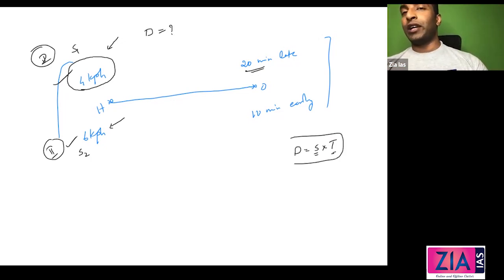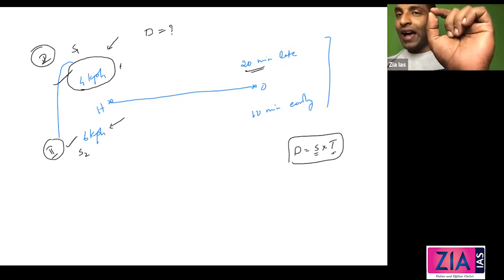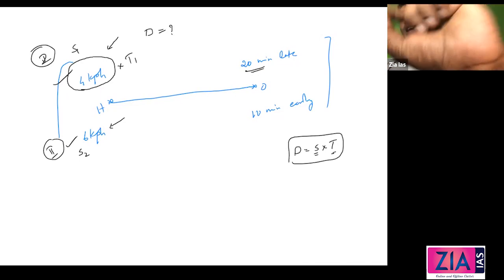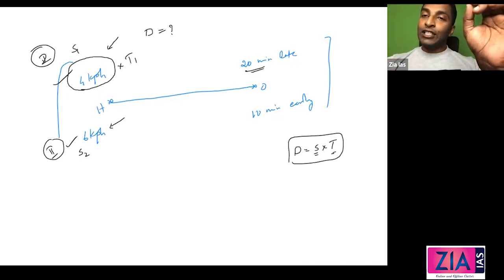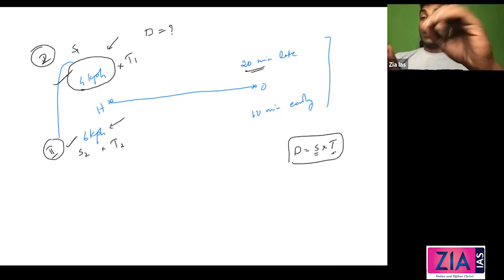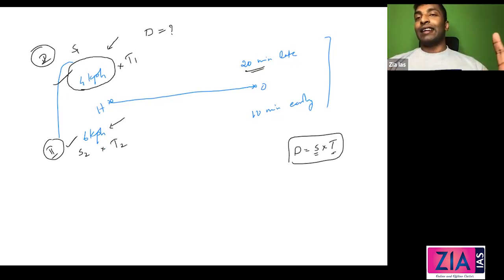Distance is equal to speed into time. So S1 I know, if I can get T1, the time taken here, I can get the answer. Similarly, S2 I know, if I get T2, the time taken in this case, I can get the answer. Any one of these is enough, guys. Either T1 or T2 is enough for us to get the answer. Now, guys, they can also ask you this as a question. What is the time taken in the first case? What is the time taken in the second case? These are also potential questions.